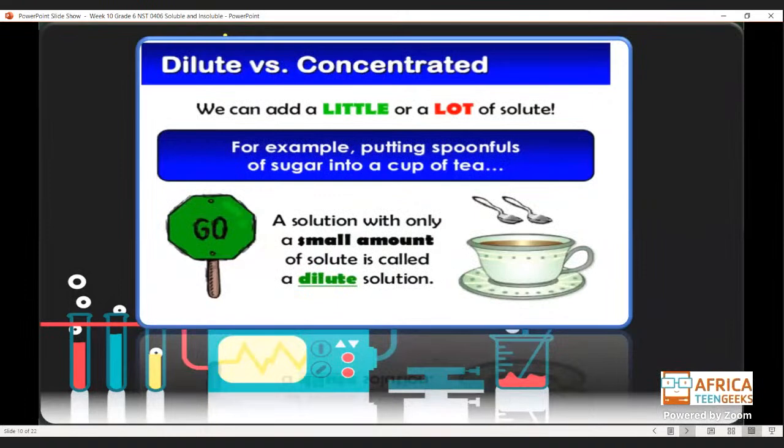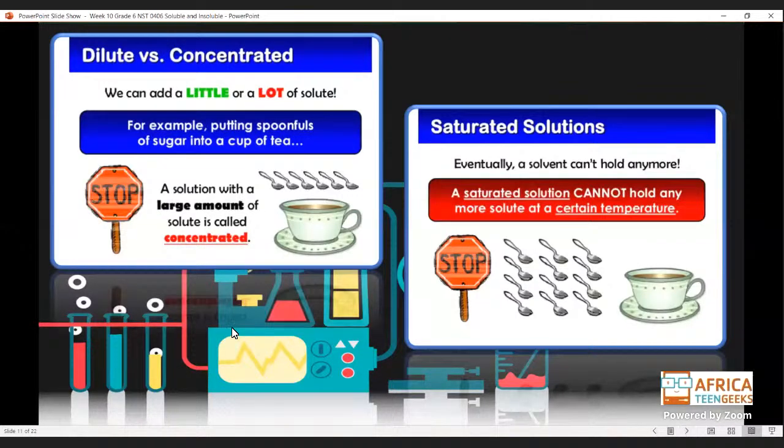And then we did some examples. We did examples of dilution versus a concentrate. Okay, so we can add a little or a lot of a solute. For example, putting spoonfuls of sugar into a cup of tea or coffee. A solution with a small amount of solute is called a dilute solution. And then you can add a lot of a solute, and a large amount of a solute added is called concentrated.